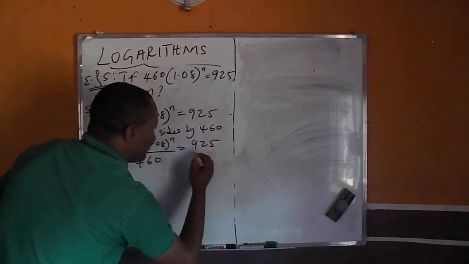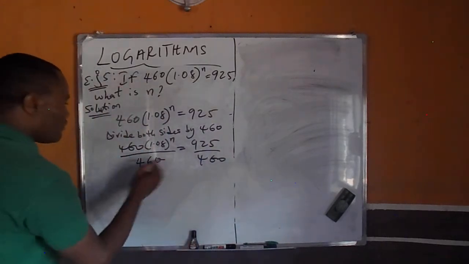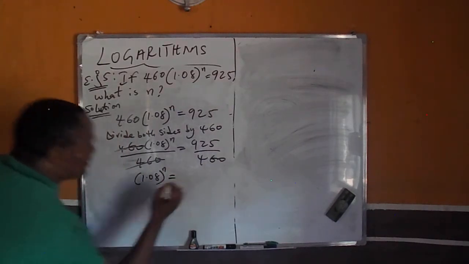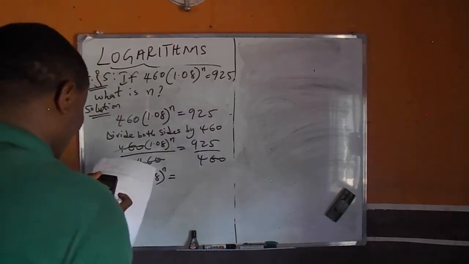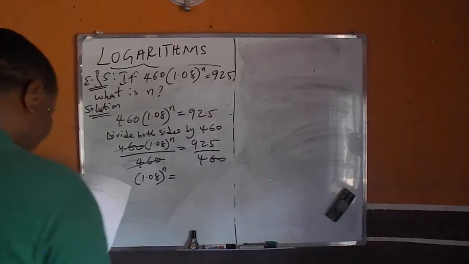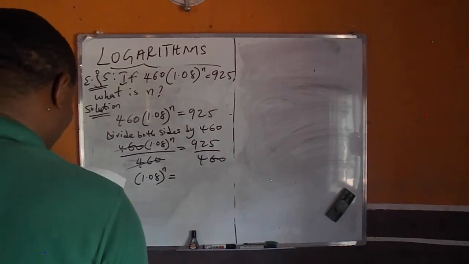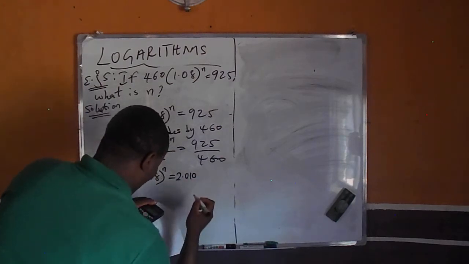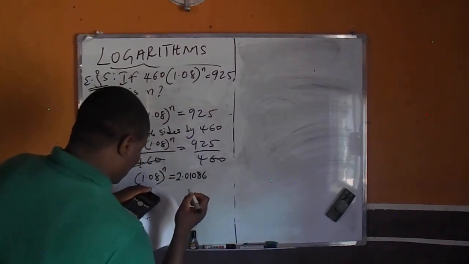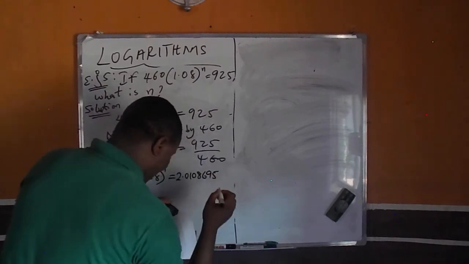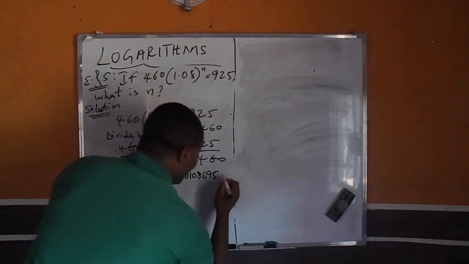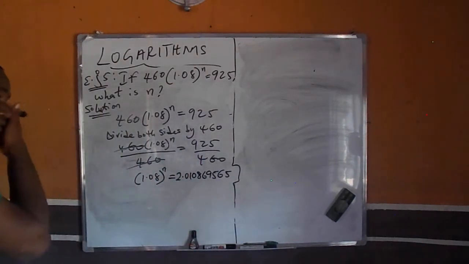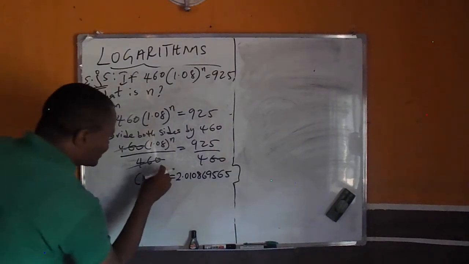Equals 925 divided by 460. 460 cancels 460, so we have in brackets 1.08 raised to power n equals 925 divided by 460. 925 divided by 460 equals 2.0108695652. Now we have this, and to solve for n, let's try this.